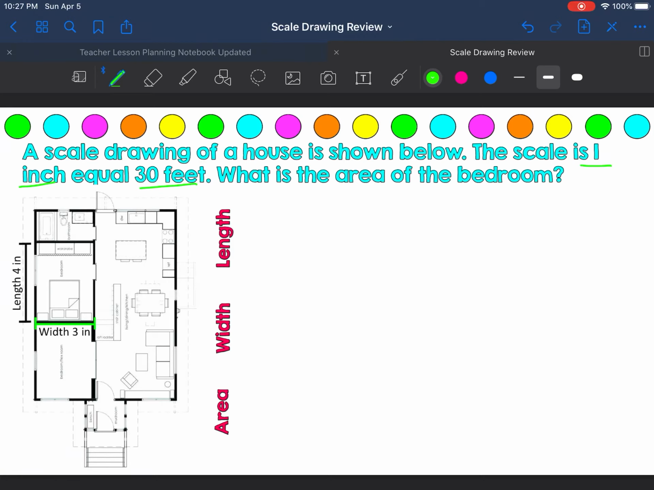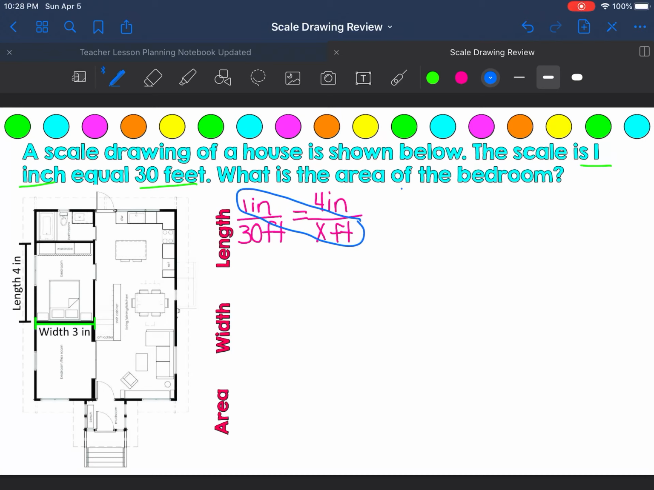So the first thing I'm going to do is I'm going to do my length. So I'm going to set my proportions up. For my length, I have my model ratio, which is the drawing distance. That's my first number, 1 inch, over my actual distance, my second number, 30 feet, equals. Now I need my real world ratio. Now it's in inches, so this is the drawing distance. So my length is 4 inches, and I'm looking for my actual distance. So that's going to be x feet.